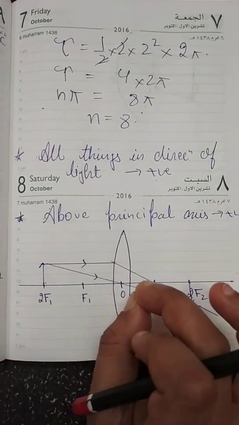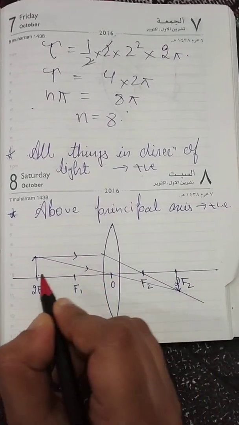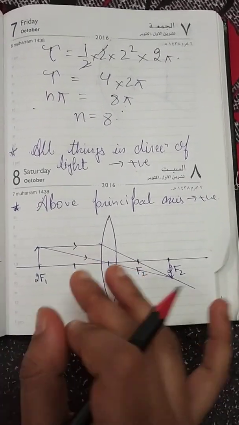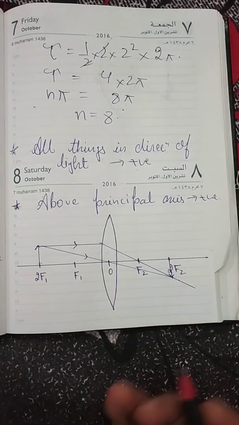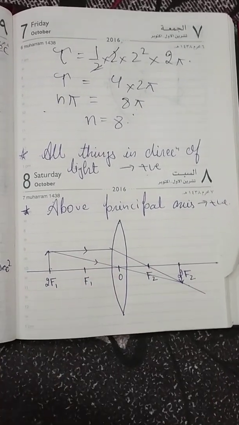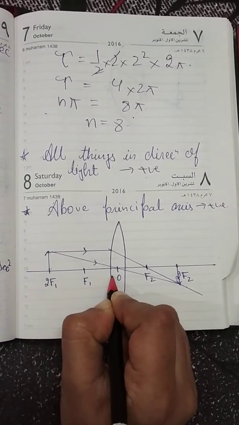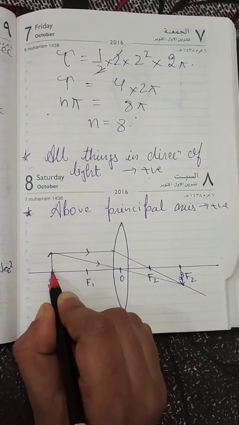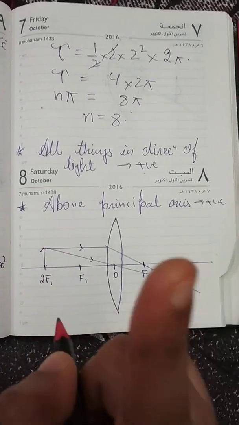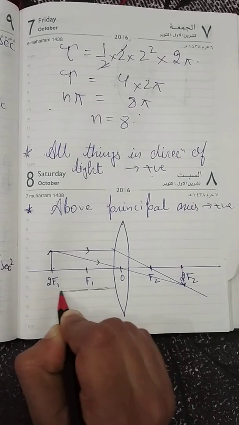Students, look, all distances should be measured from the pole. This is my object. I have taken one case. I know there are 6 cases of convex, but I have taken one case just to show you how to take a direction, negative or positive. All distances are measured from the pole. Here we have the optical center, so all distances should be measured from here. This is my object distance, which is from the optical center only. So look, I'll just put my arrow like this.